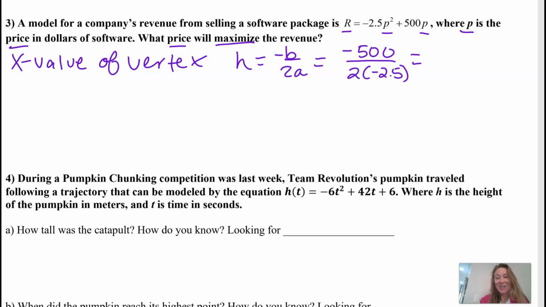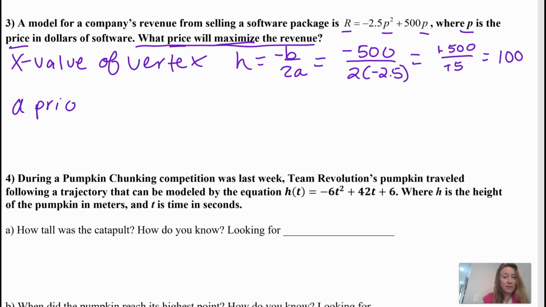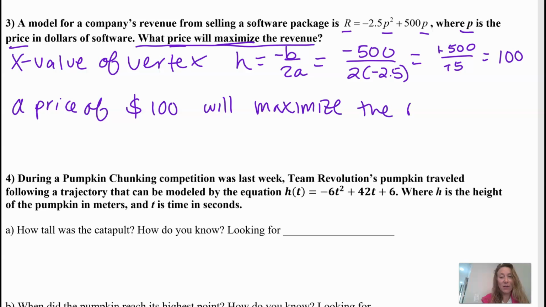So I've got a negative divided by a negative. That's going to be negative 500 divided by negative 5. So the price is going to be 100. So I answer this with: what price will maximize the revenue? A price of $100 will maximize the revenue.